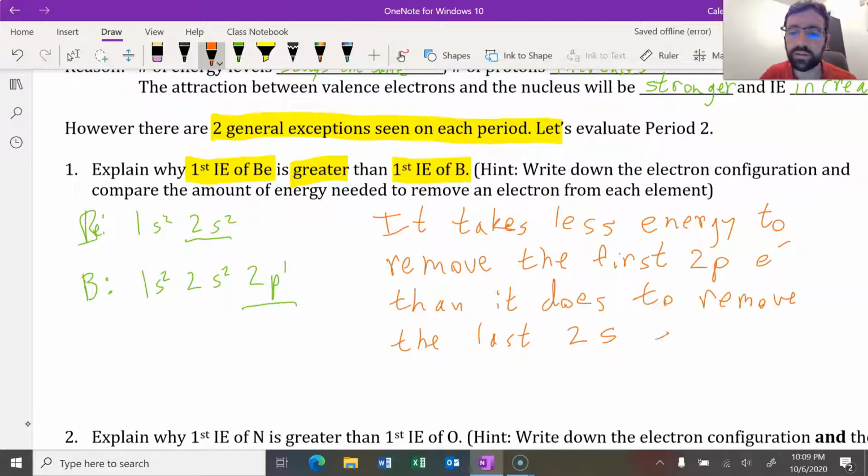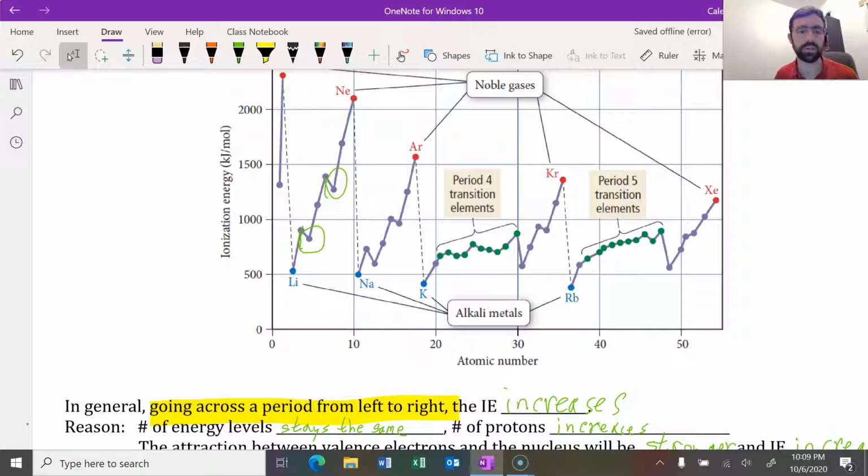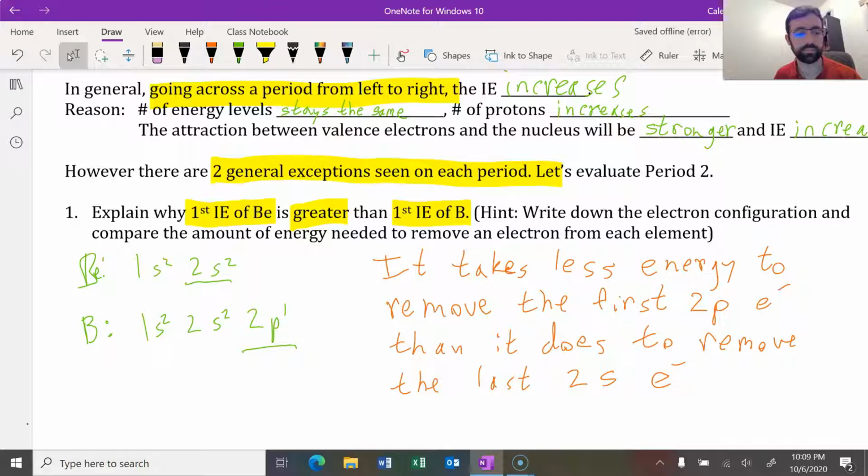We've got a higher principal energy level, or a higher energy level when we get to the 2p sublevel. So it's a little further out. It's easier to take one electron away from 2p than it is to take that electron from the 2s sublevel. So that's why we see a little dip in energy as we go from beryllium to boron. So again, basically what we're saying is it takes less energy to take an electron from the 2p orbital, from a 2p subshell, than the 2s subshell.